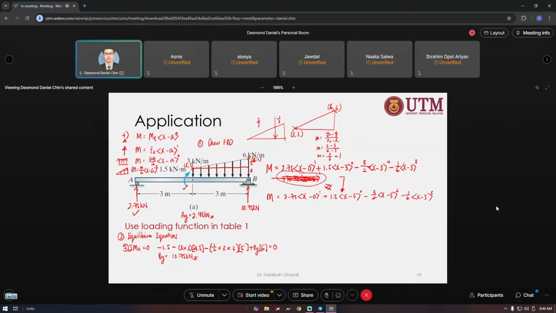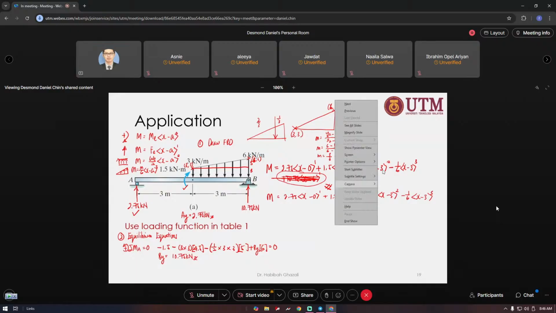Yes. Okay, what about x equals 6? So 6 minus 6, you will get 0 also, isn't it? Yes. So this part will be forever 0. Do you agree? Yeah. Therefore, you will be able to eliminate that particular part. So this is why I can simplify my equation into this format. Any question?